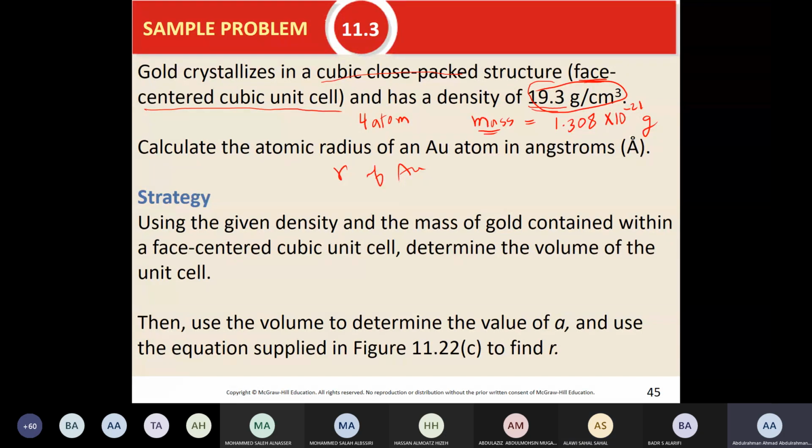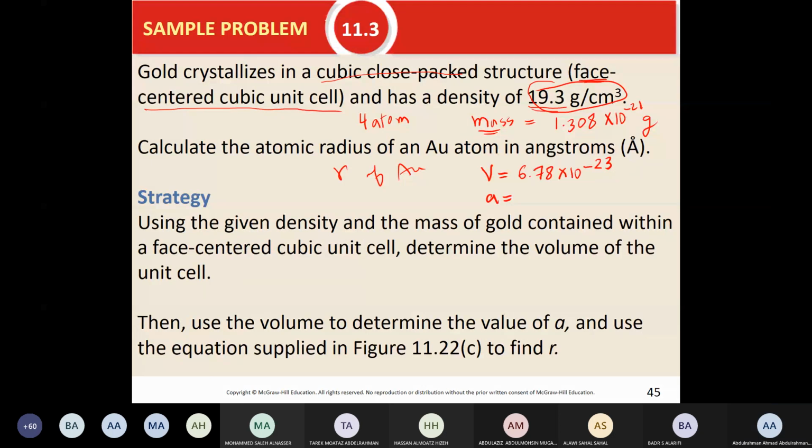Now we have the mass and we have the density. Can you find the volume? Give me an answer only. That's 6.78 times 10 to the power minus 23. Who got the same answer? I got it. Okay, great. Very good. Then find A.